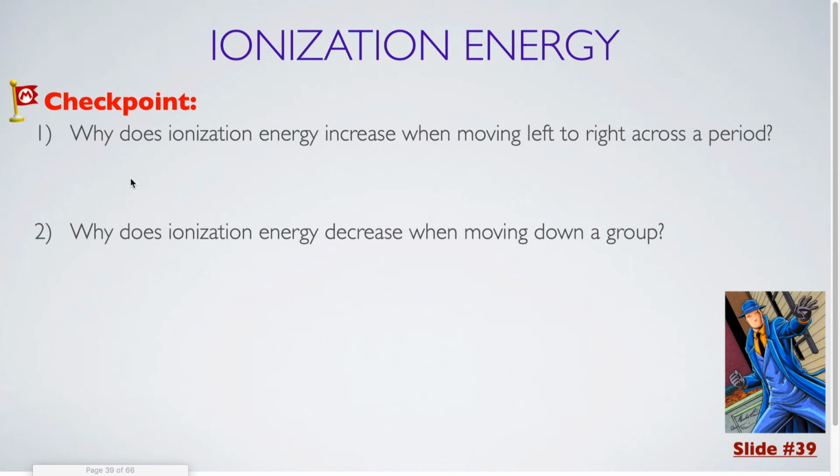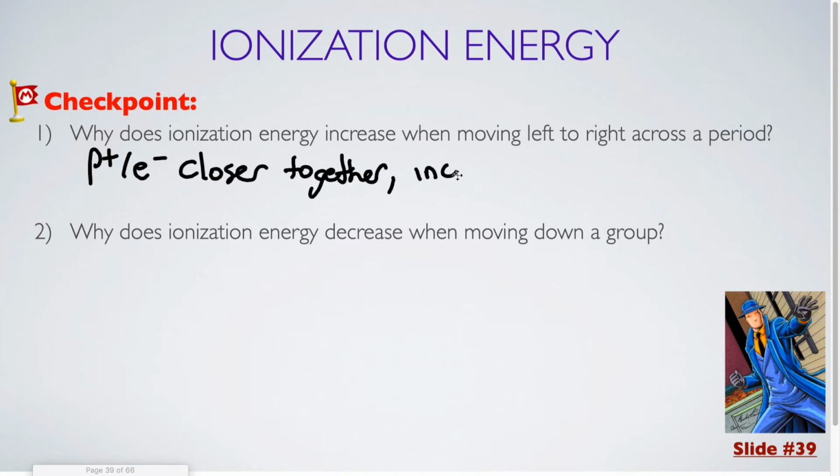Why does ionization energy increase when moving from left to right across a period? This has to do with the level of attraction. We know from our atomic radius that as we go from left to right across a period, the atom is actually getting smaller. Since it's getting smaller, the protons and electrons are going to be closer together. That means that there is increased attraction, which makes it more difficult to remove an electron.